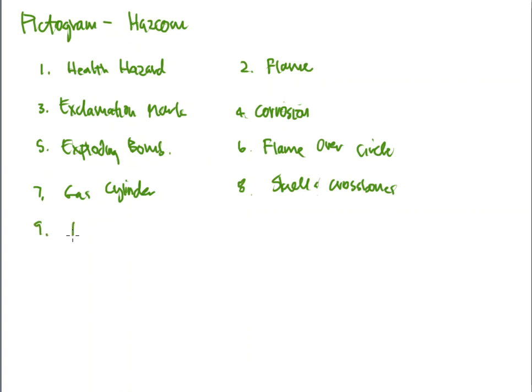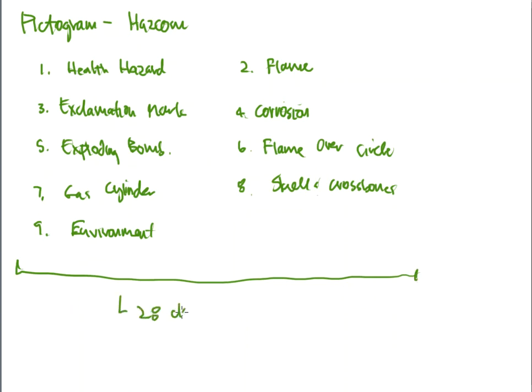Number 9, we have the environment. Out of all 9 of these, there are 28 classifications. Meaning that each one of the 9 that you're seeing up above can be broken down into smaller sections, and we can classify these in more detail. Those smaller sections, if you add them all up, come to 28 in total. So 28 classifications come from the 9 pictograms that we have listed up on top.